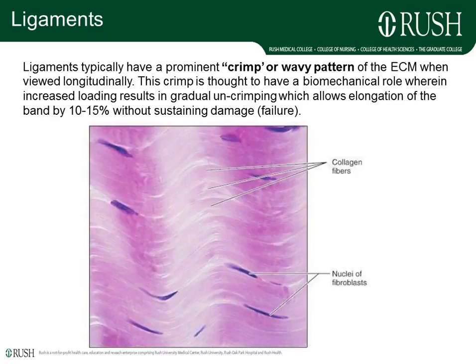Ligaments have a very prominent wavy pattern, or what they call crimp, to them when you look at them histologically, and in the EM too. And this actually is thought to have a biomechanical role. So when you put a load on this ligament, it gradually uncrimps and straightens out, which allows for some of the elongation up to about 10 or 15% without going into failure. In other words, without damage, like a tear or a complete rupture.